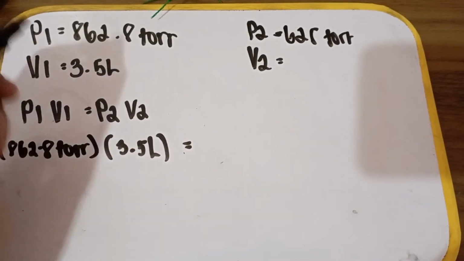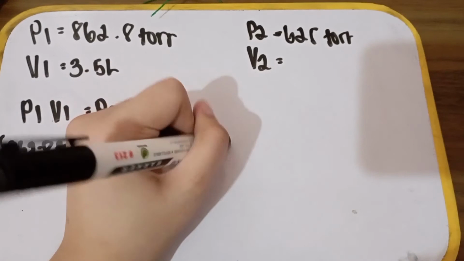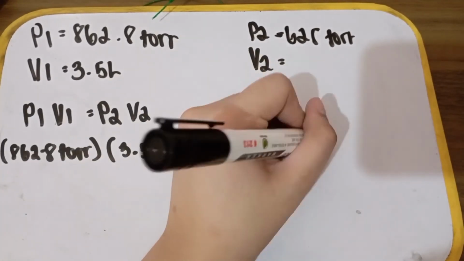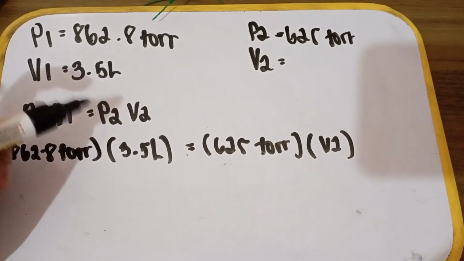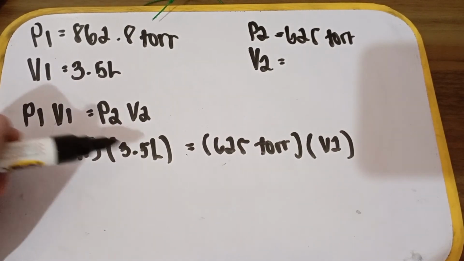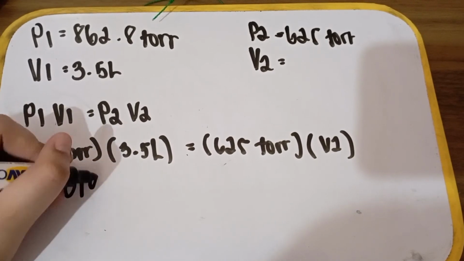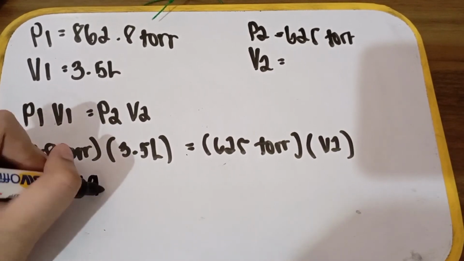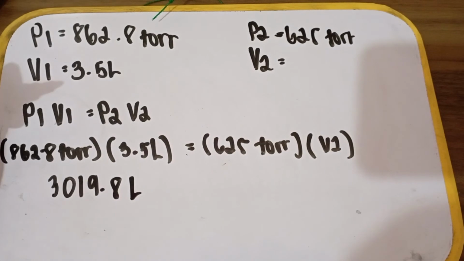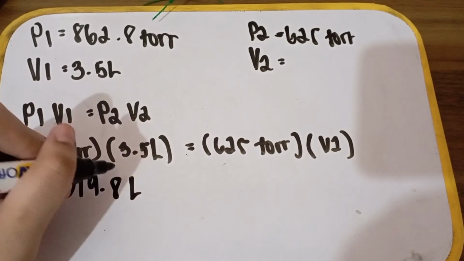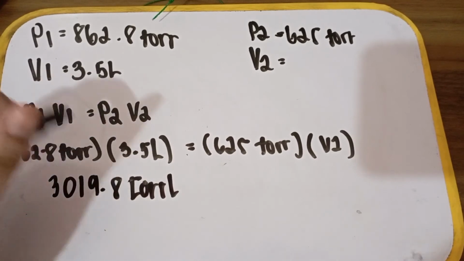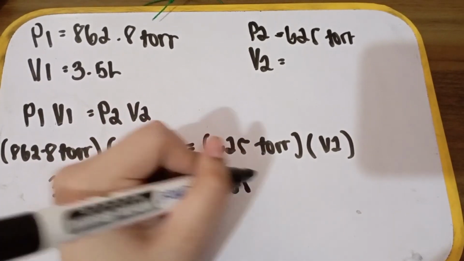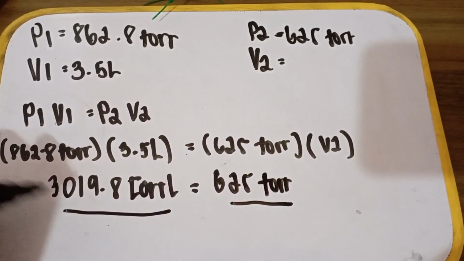Our P2 is 625 torr. And so now we need to get the V2. So 862.8 torr times 3.5 liters is equal to 3019.8. Then make sure to copy the units. So 3019.8 is equal to 625 times V2.